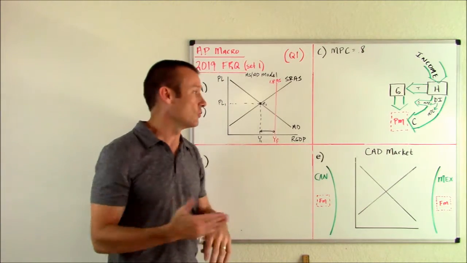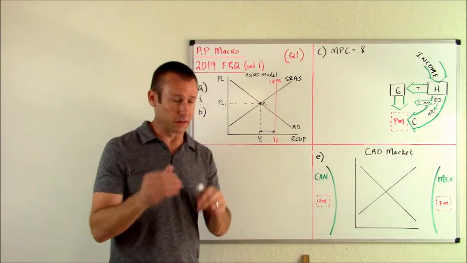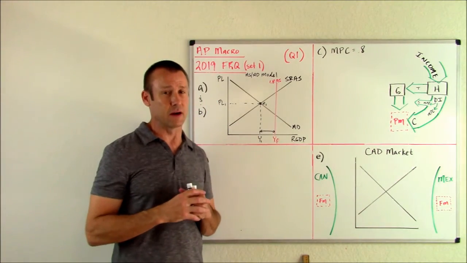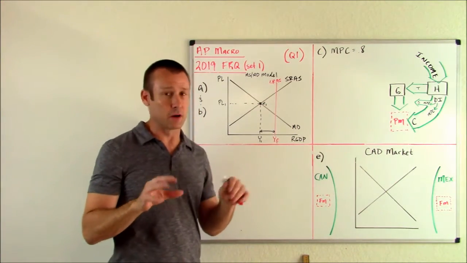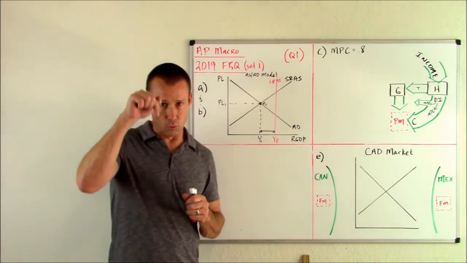And what will they do if we are on the left-hand side of the LRAS? And I want to be clear, I don't care how we get to the left-hand side. If we are on the left-hand side of the LRAS, what are wages going to do? They're going to go down. Every time, 100% of the time. We're on the left-hand side. If we let the long run happen, wages are going down.